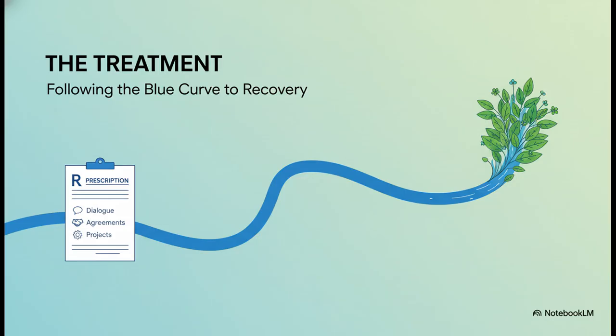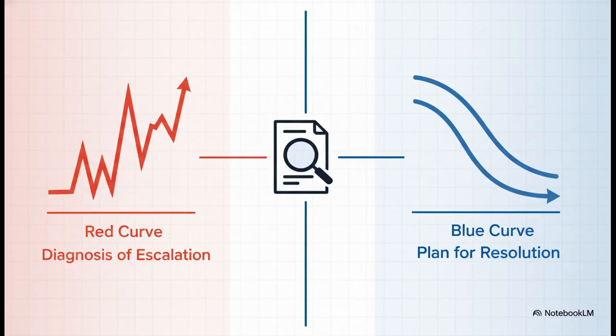It's only after that diagnosis is done that the doctor can prescribe a treatment. And if you follow that plan, you start to get better. That recovery process, well, that's our blue curve. It's the prescribed treatment, the carefully planned path back to health. So here's the bottom line.